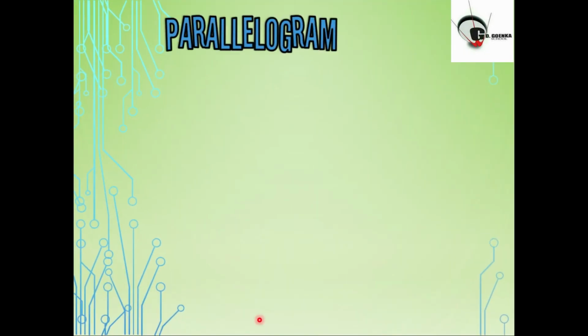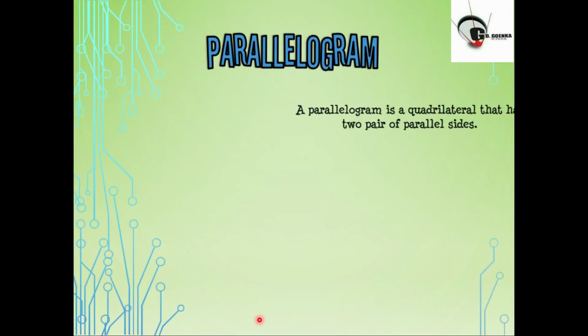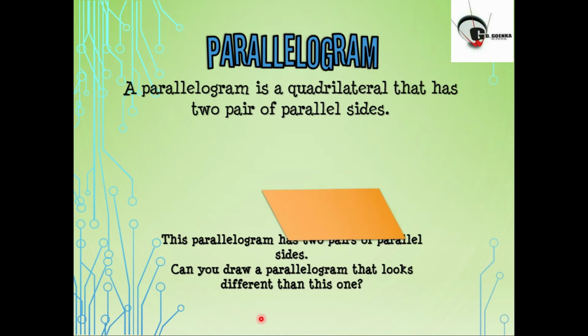Now the next type is the parallelogram. So what is a parallelogram, children? This is a new term for you. A parallelogram is a quadrilateral that has two pairs of parallel sides. So we have two pairs, that is one side and two sides. These are the two parallel sides, so this is one pair. These are the parallel sides, so this is the second pair of parallel sides. So this parallelogram has two pairs of parallel sides.